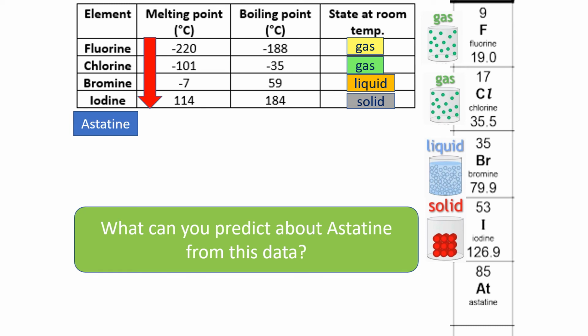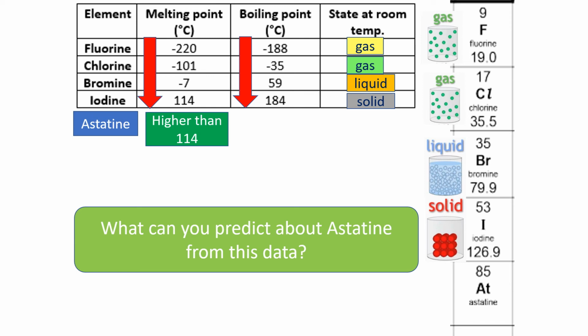And so if I'm following my trend through, we said the melting point was increasing, didn't we? And so astatine's melting point must be above or higher than 114. And if I was being really clever, I'd look at those numbers and think it's increasing about 100 each time. And so I might even guesstimate around 214. That would be a logical guess that the exam board would allow.